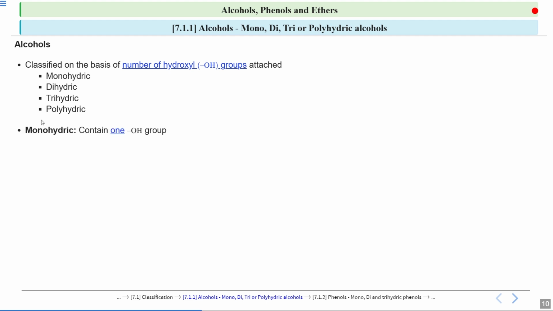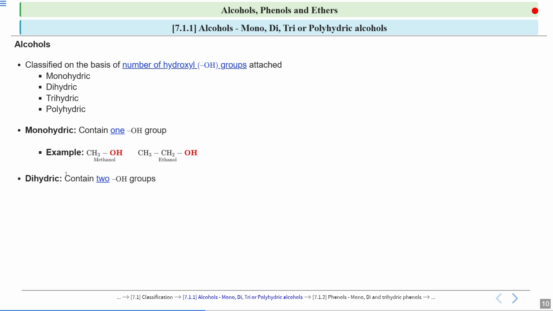So monohydric contains one hydroxyl group. Mono means one, so alcohols where the number of hydroxyl groups is one are monohydric. For example, methanol and ethanol. You can see the first one, methanol, is an alcohol containing one hydroxyl group. The second is ethanol, which also contains only one hydroxyl group. So that's why they are monohydric.